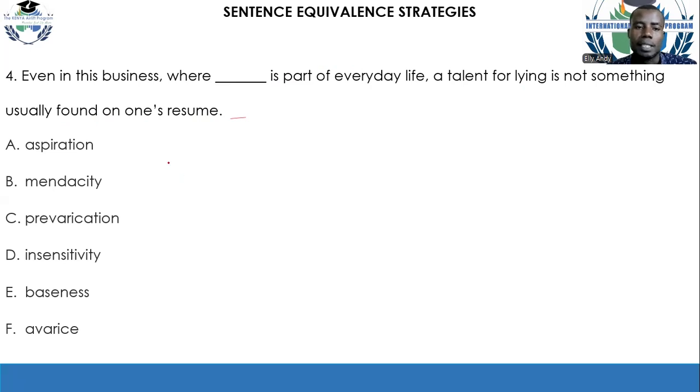So what is this sentence basically saying? Something here is part of everyday life. So what is this thing? Look at the last part: a talent for lying is not something usually found on one's resume. This is basically a definition of what the blank should be. This is the clue.